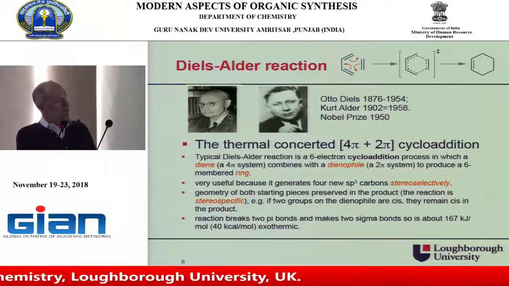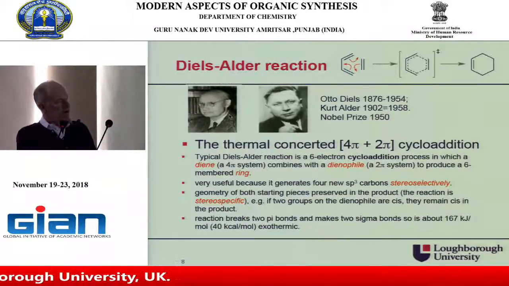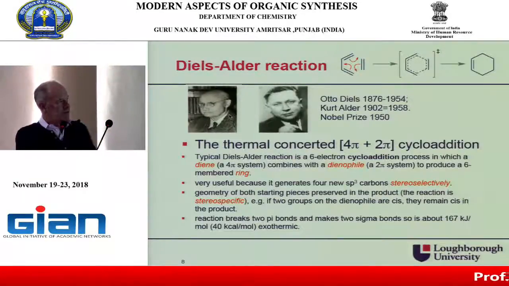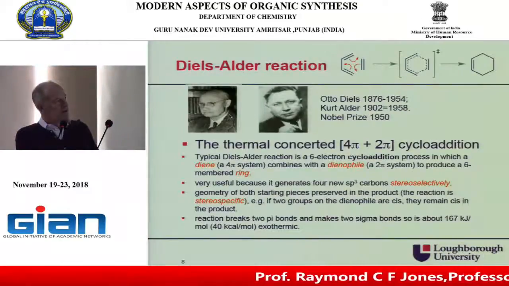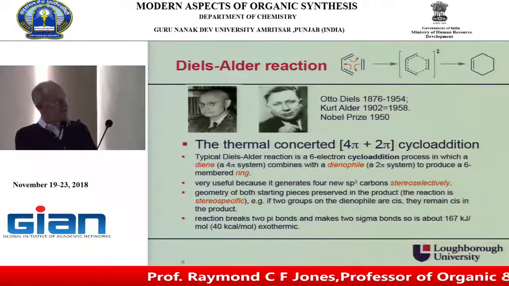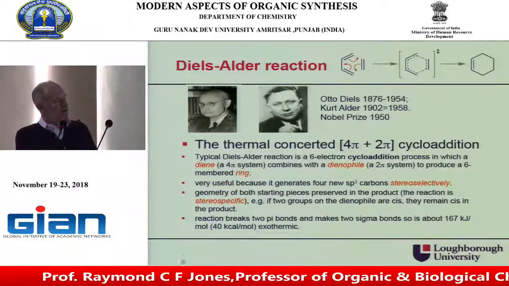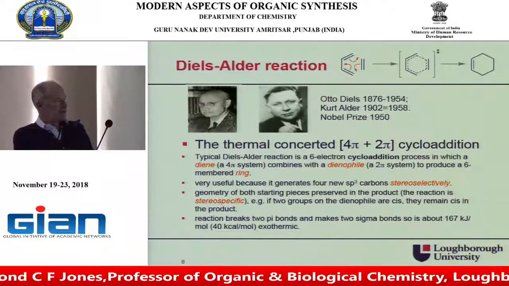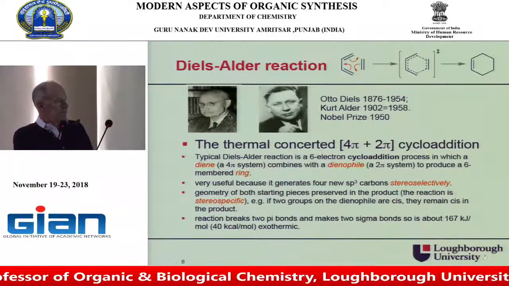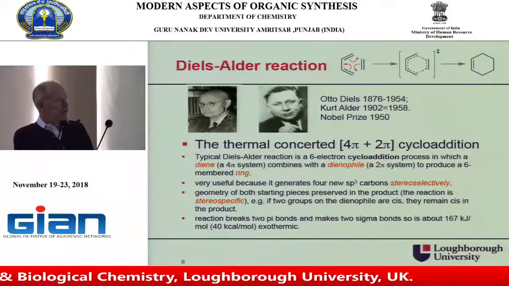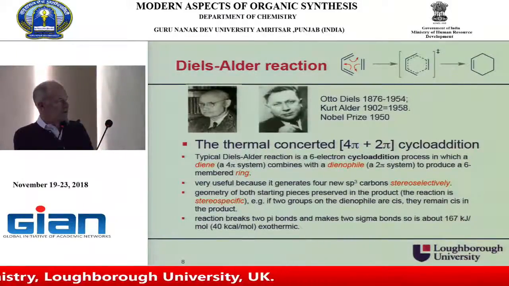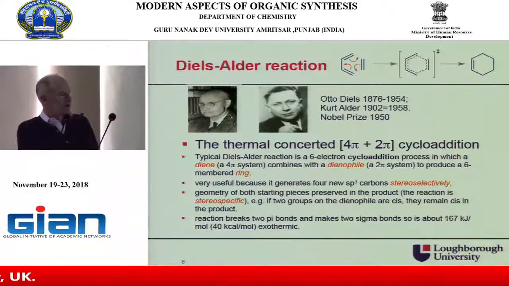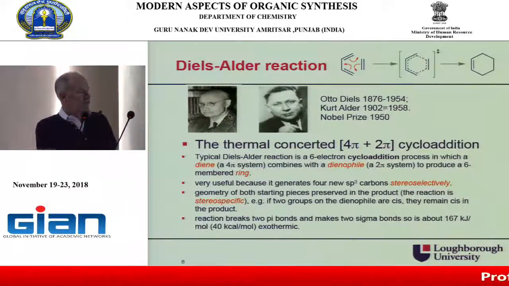So that word is quite specific to this kind of reaction. To produce a 6-membered ring, and the significance there is forming a new ring. So 2 bonds in one go. So it's one of the early examples of forming complexity quite rapidly in a synthetic sequence. The geometry, and this is something we must explain as we go along here, the geometry of both the starting pieces is preserved in the product. So the reaction is stereospecific.